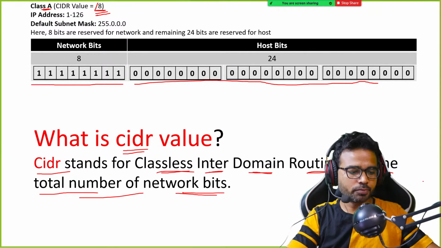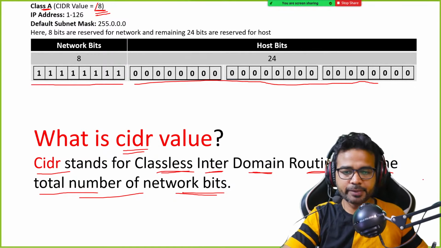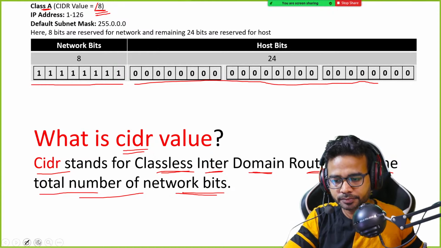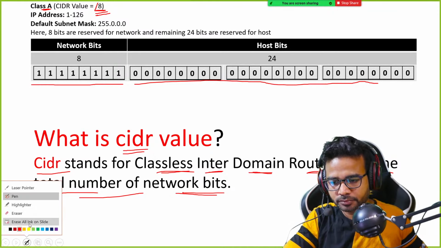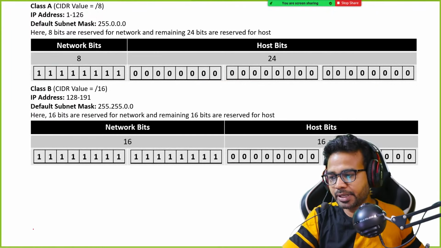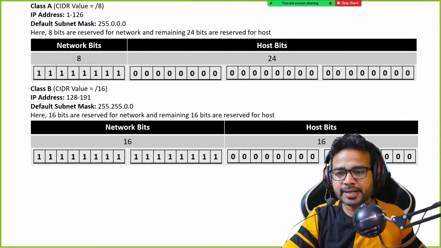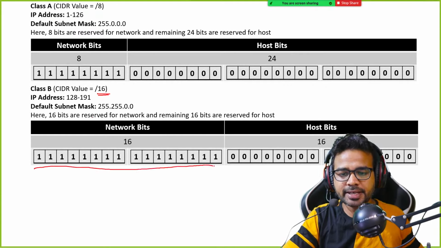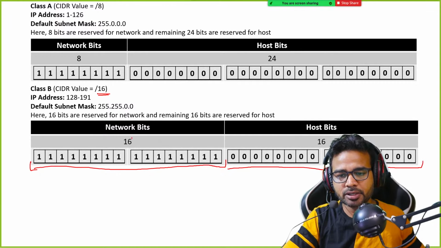Now let's go forward. First of all, let me clean everything. Next, this is a class B IP address, correct? In class B IP address, the CIDR value is 16. Why? Because in a class B IP address, the first 16 bits are reserved for the network and the remaining 16 bits are reserved for the host, correct? So these 16 bits mean this is the CIDR value of a class B IP address.